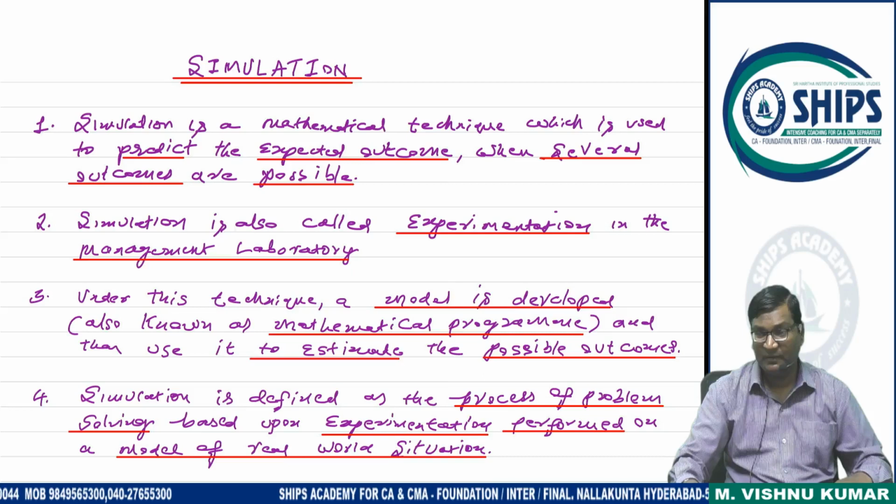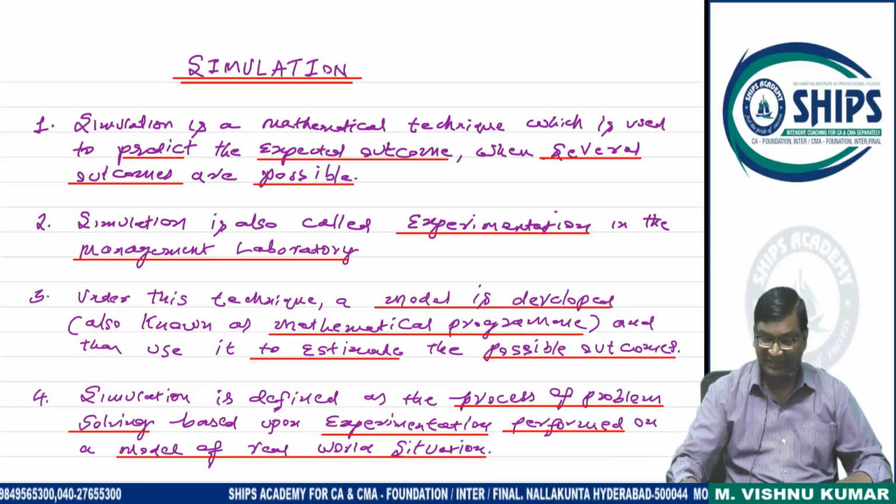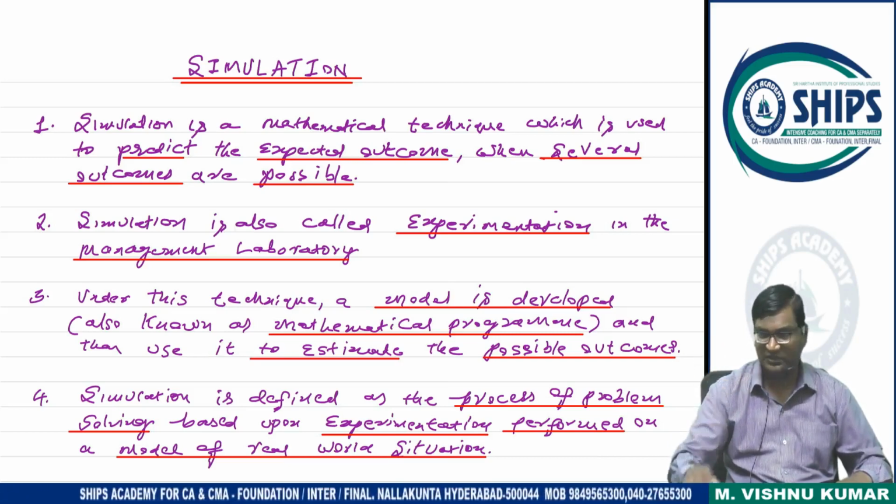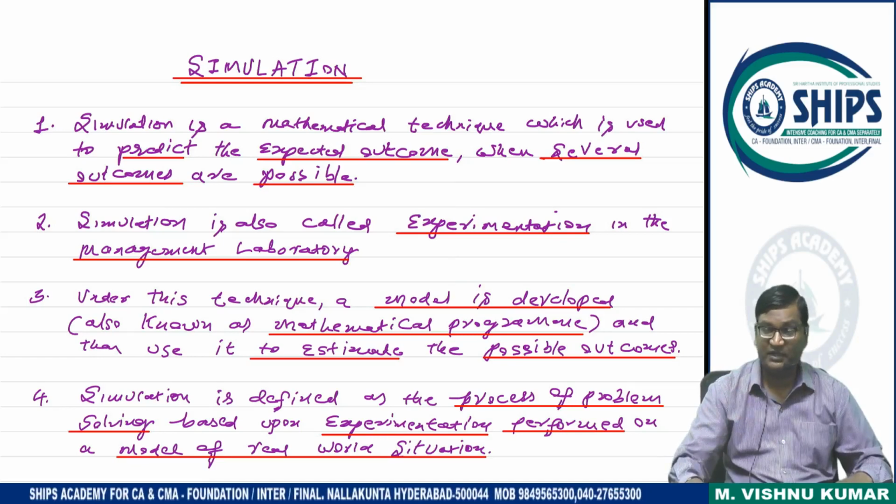Example, one real estate company, a construction company, is interested to construct a gated community project. In that, they are planning to construct 400 flats.